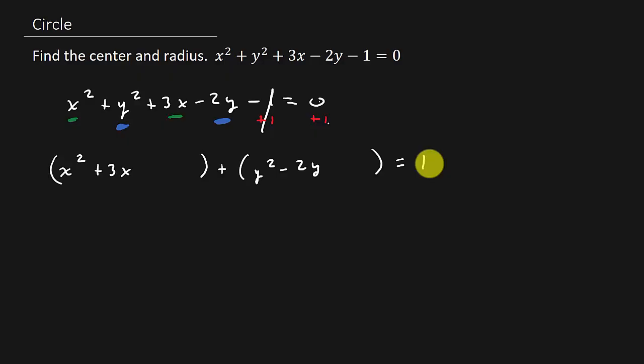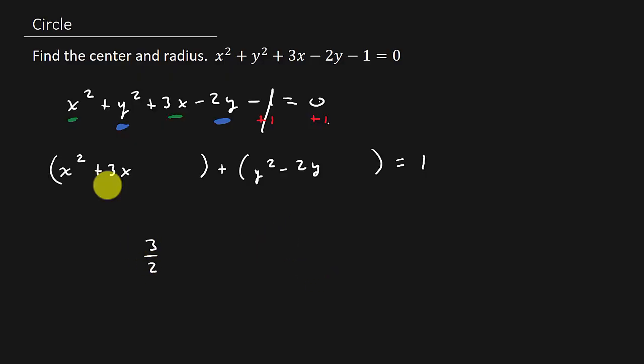Now we're ready to complete the square on the left-hand side. Complete the square here and here. So what we want to do is look at the number in front of x. So we want to half that. So we half the 3. Now you can divide by 2 to half it, or you can multiply by a half. It doesn't matter either way.